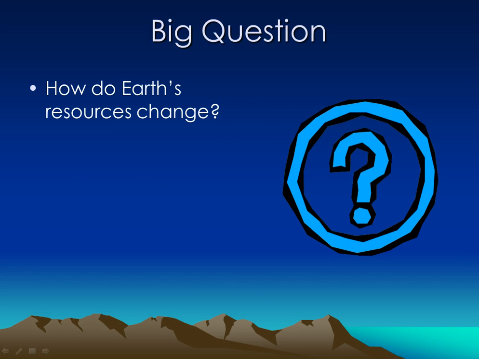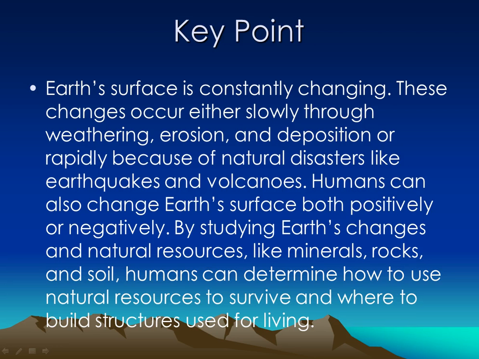We can answer that question in part by looking at our key point and understanding that Earth's surface is constantly changing. These changes occur either slowly through weathering, erosion, and deposition, or rapidly because of natural disasters like earthquakes and volcanoes. Humans can also change Earth's surface both positively or negatively. By studying Earth's changes and natural resources like minerals, rocks, and soil, humans can determine how to use natural resources to survive and where to build structures used for living.